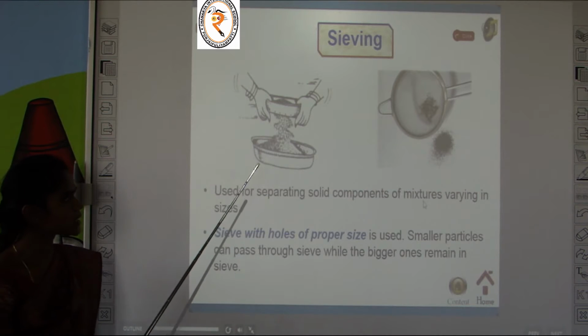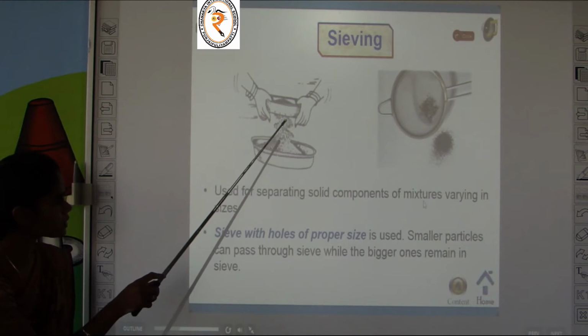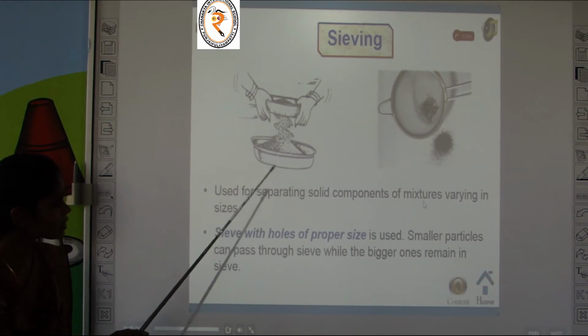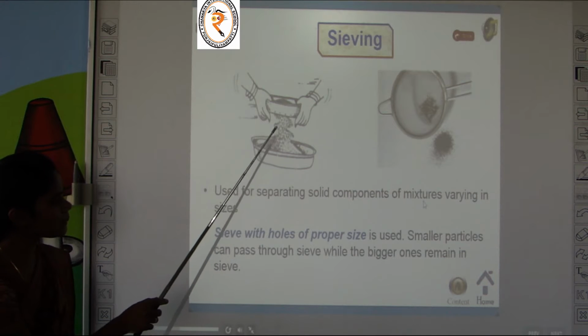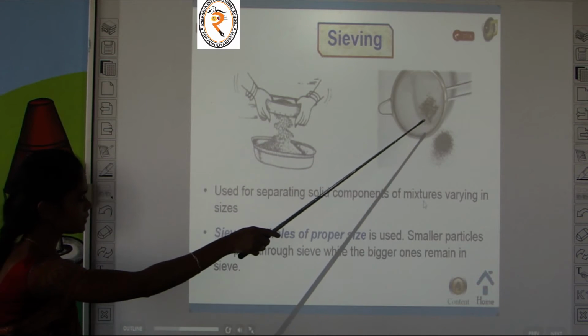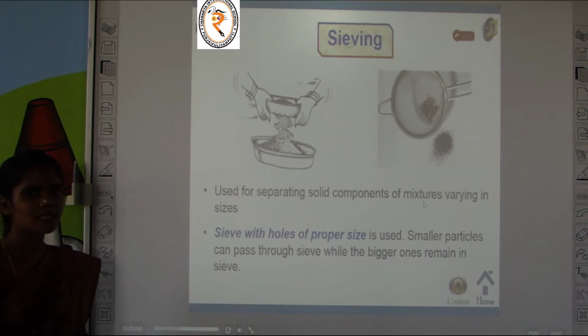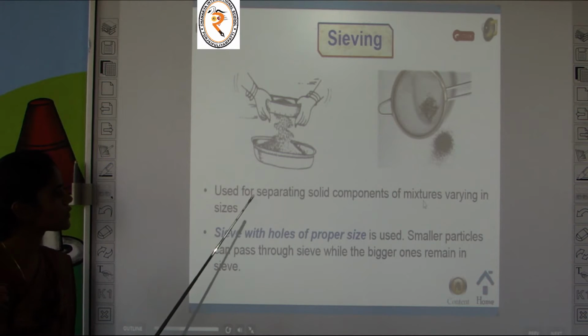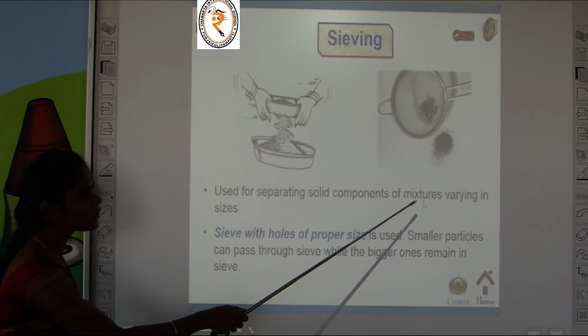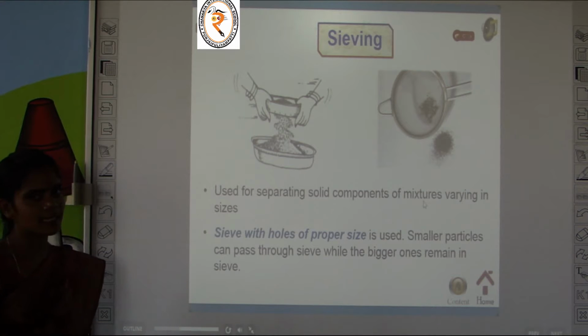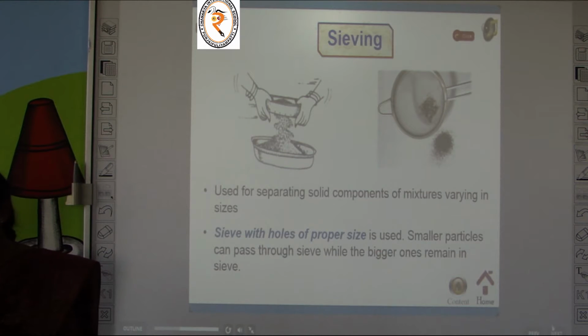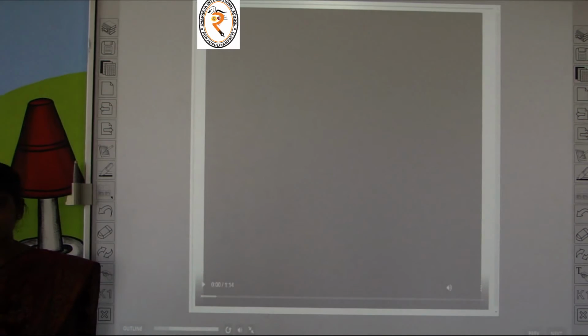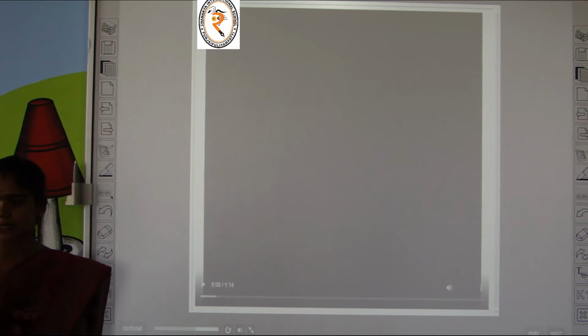Look at the picture. The smaller particles are separating solid components of mixes varying in sizes. Okay. Let us see a video about the sieving method. See, children.